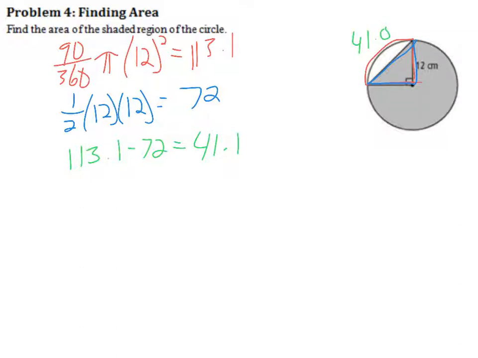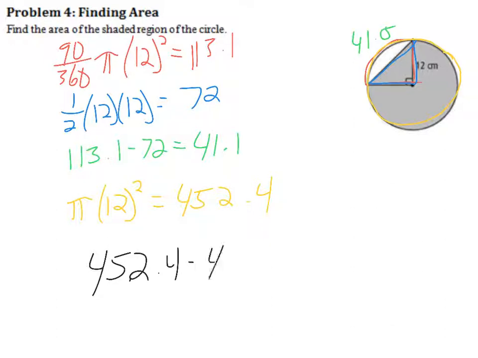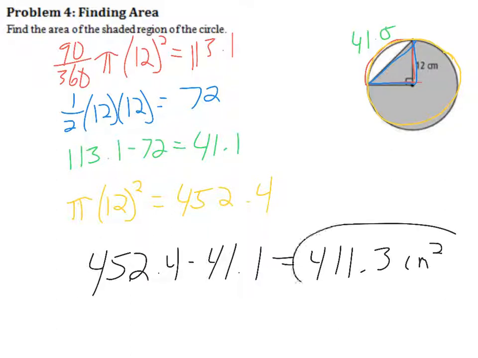And what I'm going to do with that, I have to find the area of the whole circle and then subtract that segment. Well, area of a circle, pi r squared. So pi times 12 squared. If I type that in, I get an area of 452.4. And so when I find that, I subtract the 41.1 from that, and I get an answer of 411.3 square centimeters.